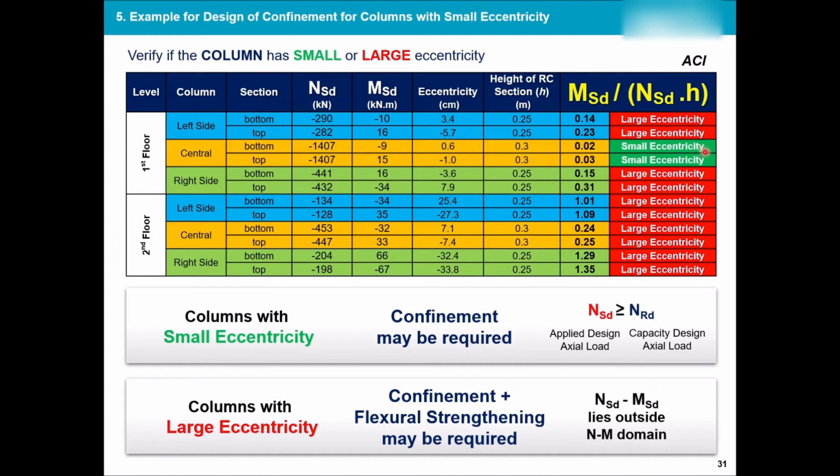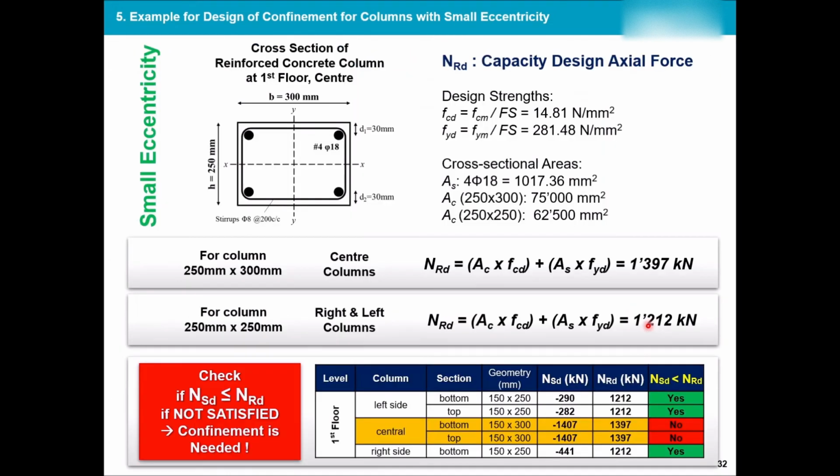So let's check whether confinement is needed or not. Confinement may be required if the applied NSD is more than the capacity of my section. So I have to calculate the capacity of my section according to its cross section. This is the cross section of the center column on the first floor. So I have the values of FCD, FYD. I have the area of the steel. I have the area of the concrete.